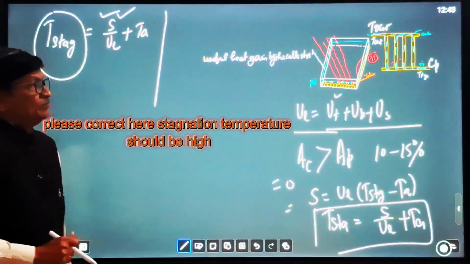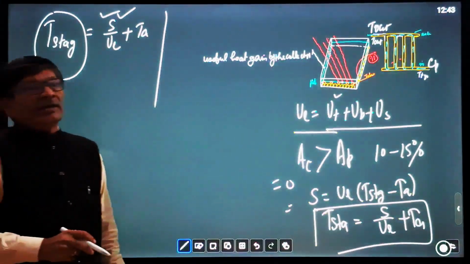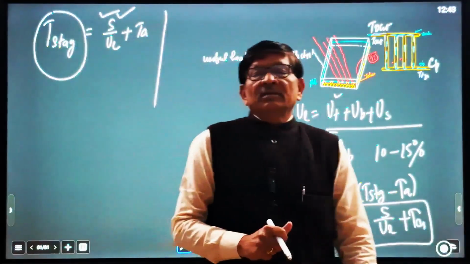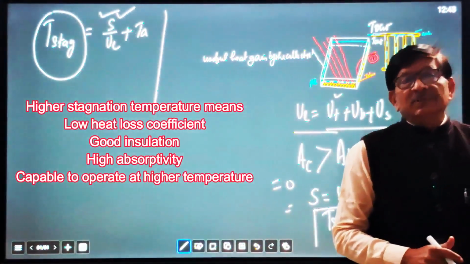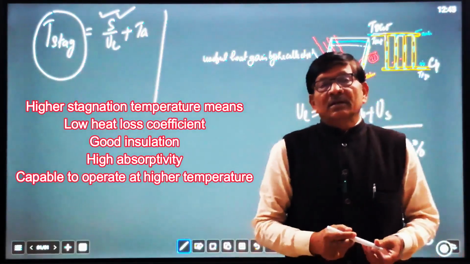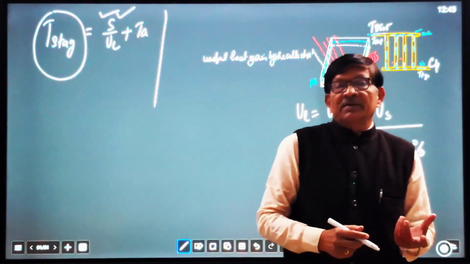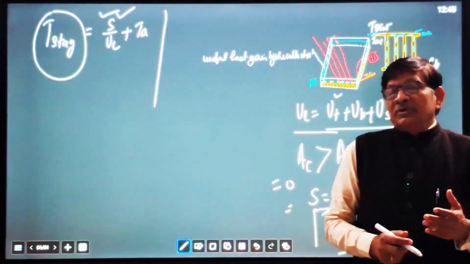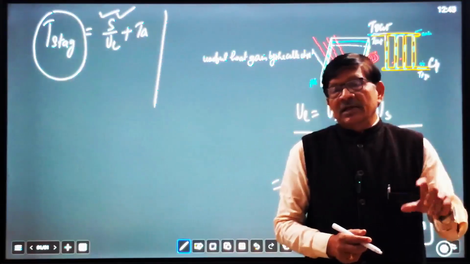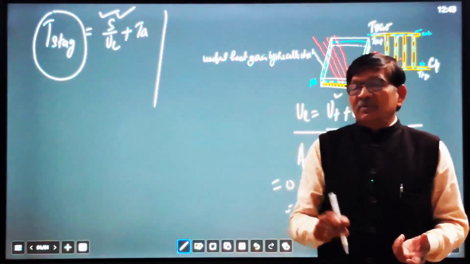So I think this is enough for the understanding of the flat plate solar collector. In the next topic, we will discuss the transmissivity of the cover plate. Transmissivity of the cover plate depends on the transmissivity and absorptivity, meaning reflection, refraction and absorption by the cover plate.